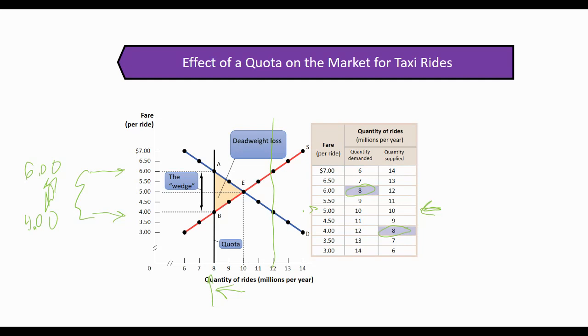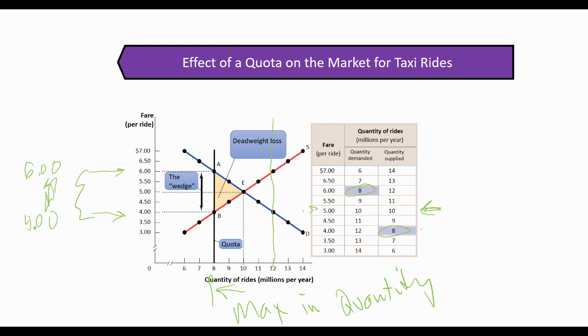Because remember, the quota is the most that they can produce. It's sort of like when we talk about a price floor or price ceiling, we say that prices can't go above this or prices can't go below this. But when we talk about a quota, that is the most in the quantity. This is the maximum quantity. So once again, a quota is the maximum quantity that can be provided. Producers or cab drivers can only provide 8 million rides per year, and consumers can only buy 8 million rides per year.